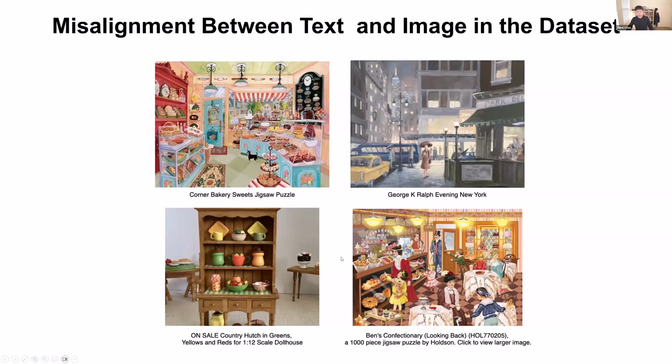So the question is, how can we get high quality data with precise captions at scale in a smart fashion? Can we scale our data in a smart fashion, right?